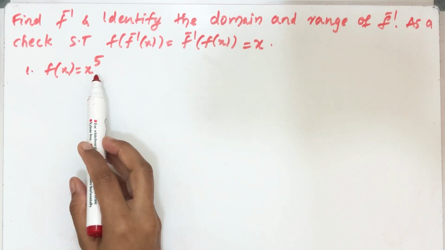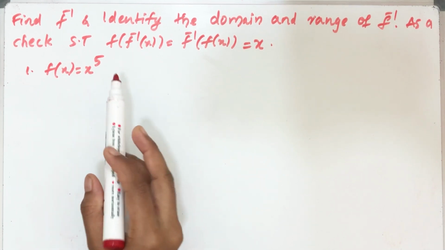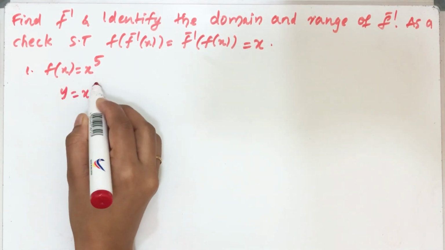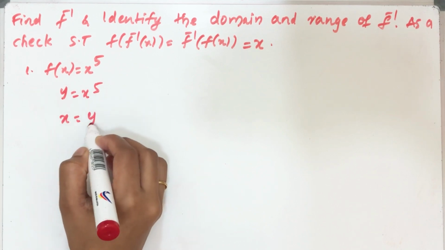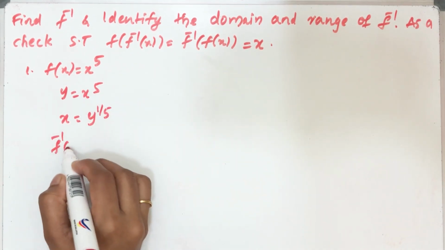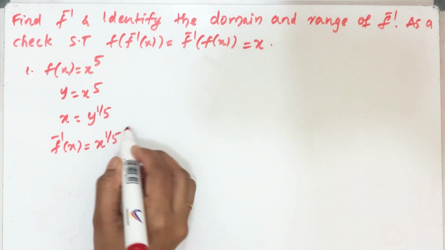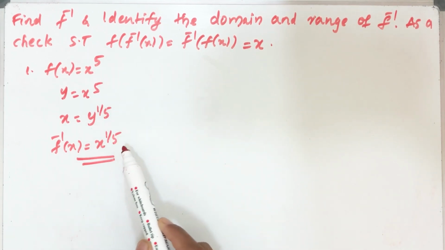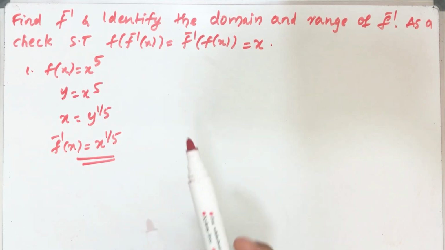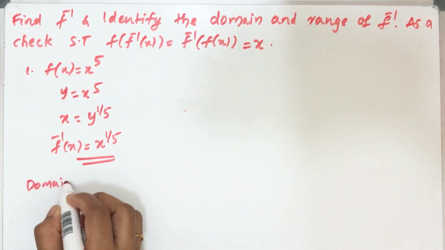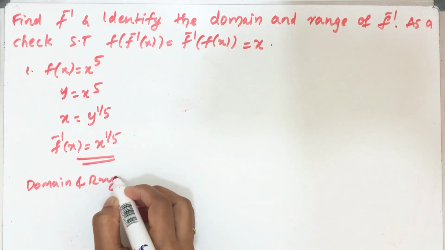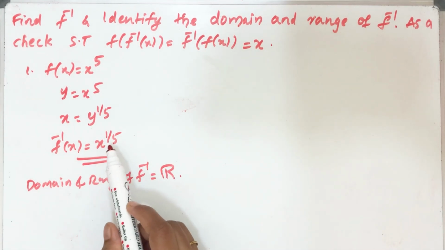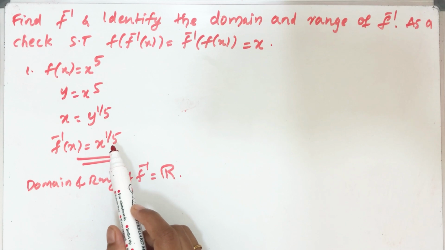Okay, first question, f of x is equal to x raised to 5. Here domain is not specified, so domain will be the real line. Okay, so we can write y equal to x raised to 5, or x is equal to y raised to 1 by 5, or we can write f inverse of x is equal to x raised to 1 by 5. Here we can take domain as all the real line. Here also we can take domain as all the real line. So domain and range of f inverse we can say real line. For x raised to 1 by 5, we can take any value from the real line.